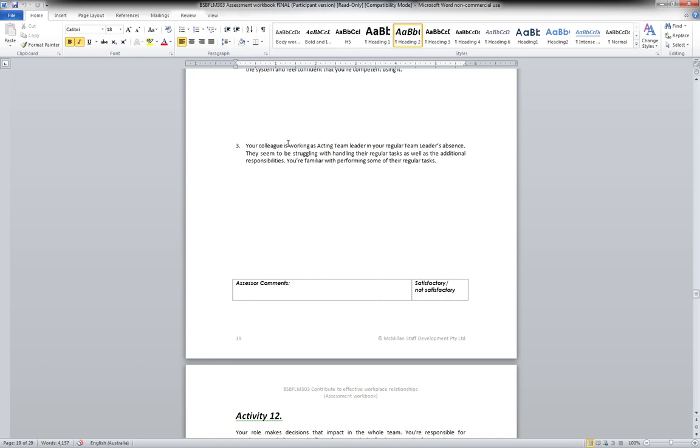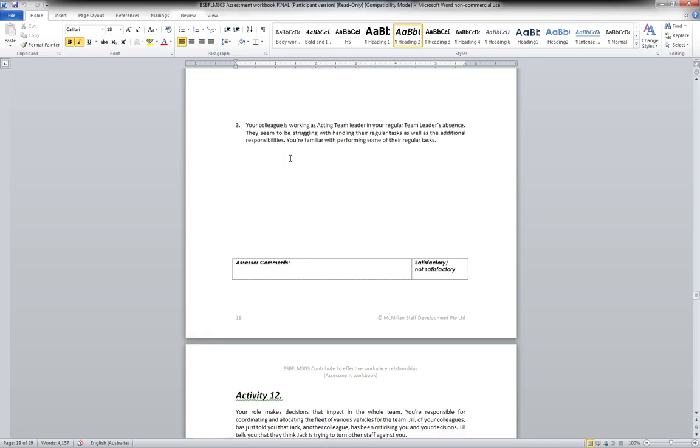Your colleague, and scenario number 3, your colleague is working as acting team leader in your regular team leader's absence. They seem to be struggling with handling their regular tasks as well as additional responsibilities. You're familiar with performing some of their regular tasks, so how could you support them in that?